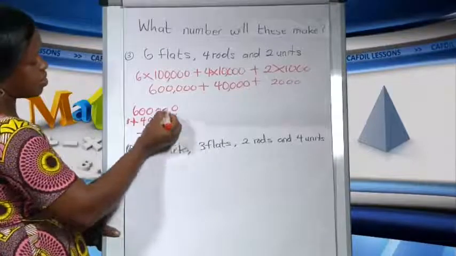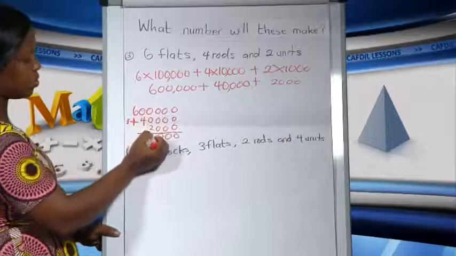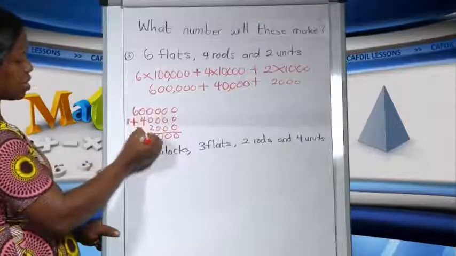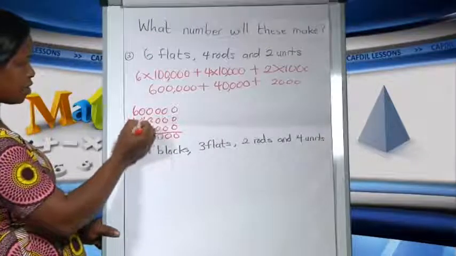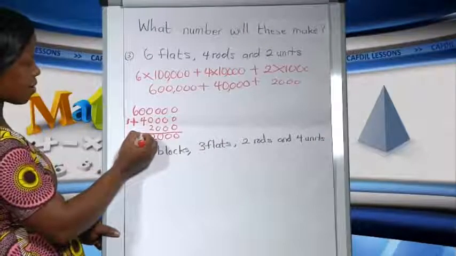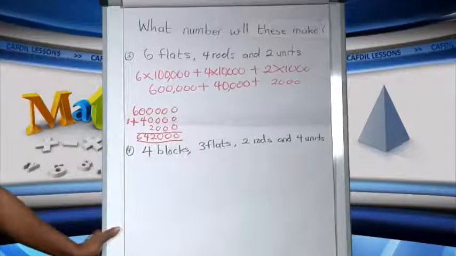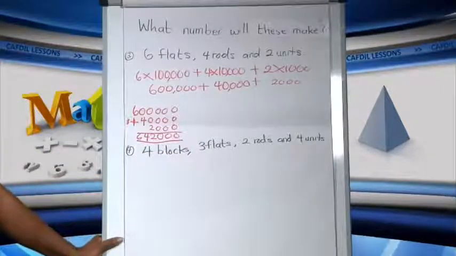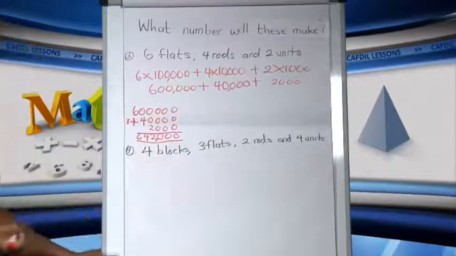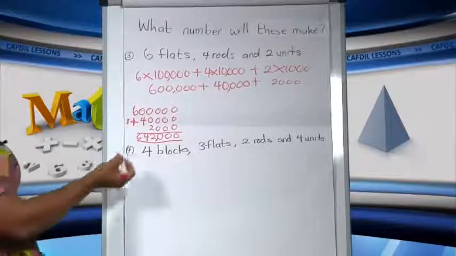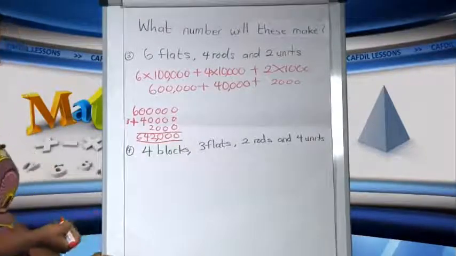You know, this is 0, 0, 0, 0 plus 0 plus 2 will give us 2. And then 0 plus 4 will give us 4. There's nothing in front of the 4. So we have our 6. This becomes our final answer. So 6 flats, 4 rods, 2 units will give us 642,000. Now let's move on to the next one.